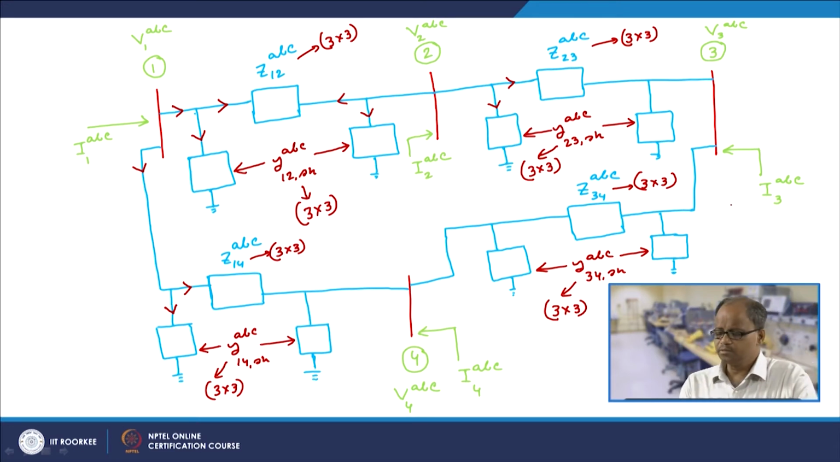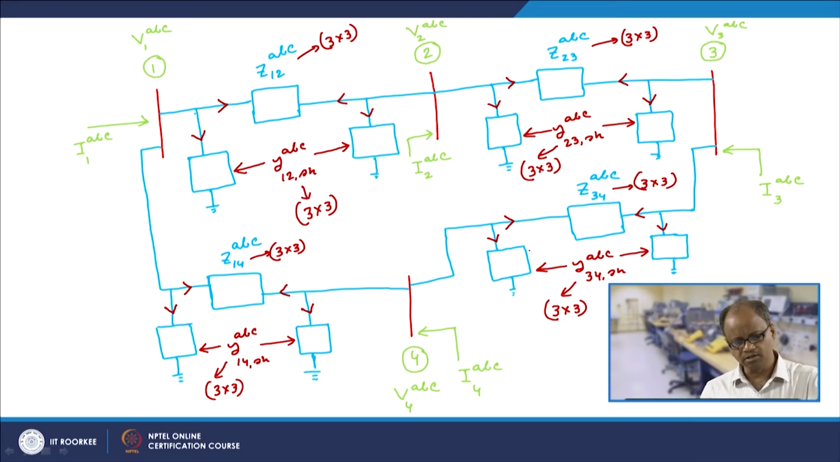What about I3 ABC? I3 ABC is equal to this current plus this current, and this is equal to this plus this. And what about I4 ABC? I4 is equal to this current plus this current, and this current is equal to this current plus this current, and this current is equal to this current plus this current. So I1 ABC is equal to this current plus this current plus this current plus this current, I2 is this plus this plus this, I3 is this plus this, and I4 is this plus this plus this plus this.